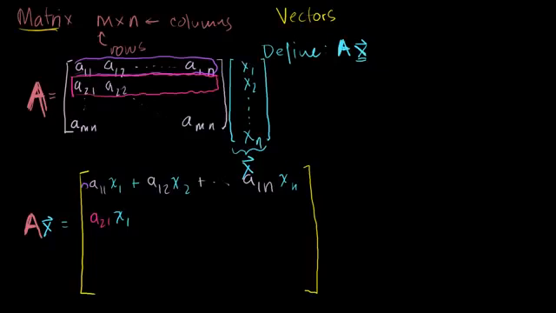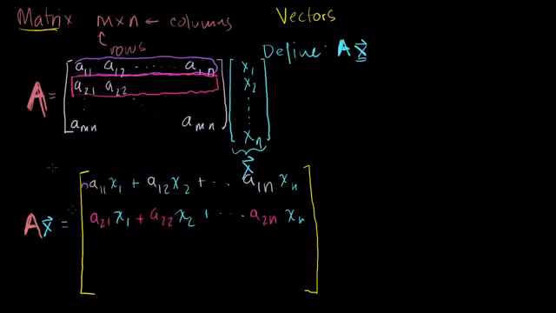So A21 times x1 plus A22 times x2, all the way until we get to A2n times xn. I wanted to do that in magenta. So we multiplied this entire row times that entire column, this term times that term plus this term times that term, all the way down to this last term times that last term.